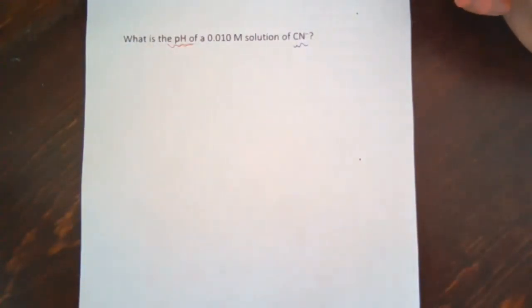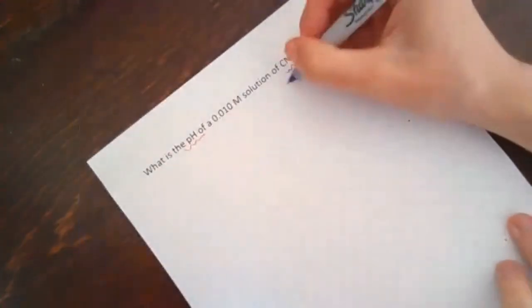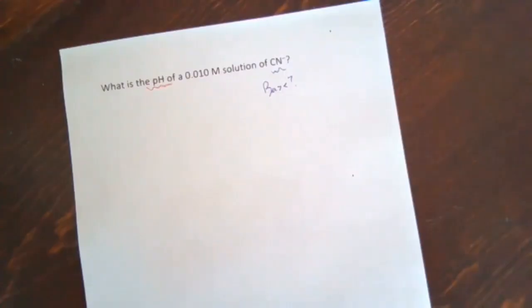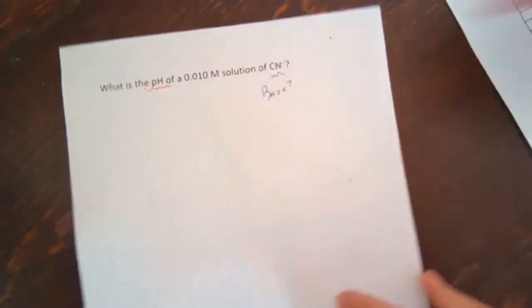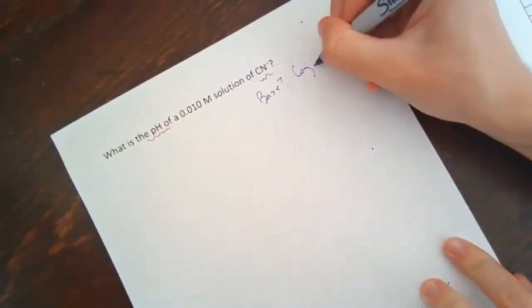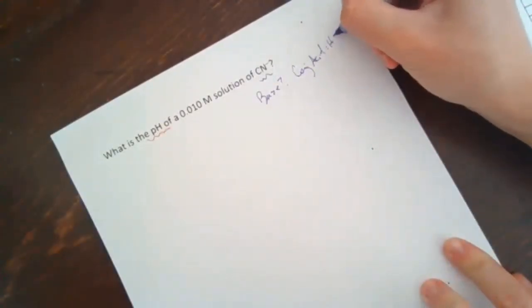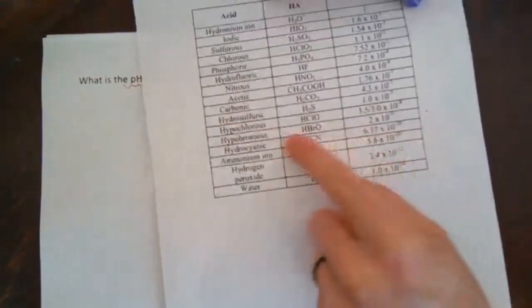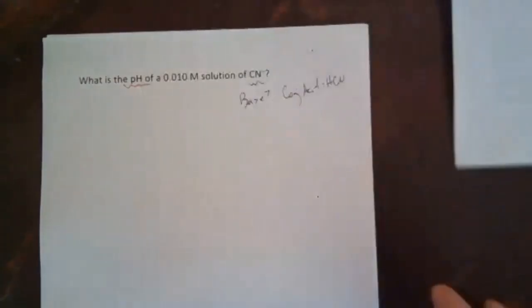Is it an acid? Is it a base? This can't be an acid because there's no hydrogen in there. So then the question would be, is it a base? Because it is an anion, chances are it's going to be a base. My conjugate acid would be HCN, we know it'd gain H plus, and we can see that HCN is a weak acid. HCN is hydrocyanic acid. That is a weak acid.